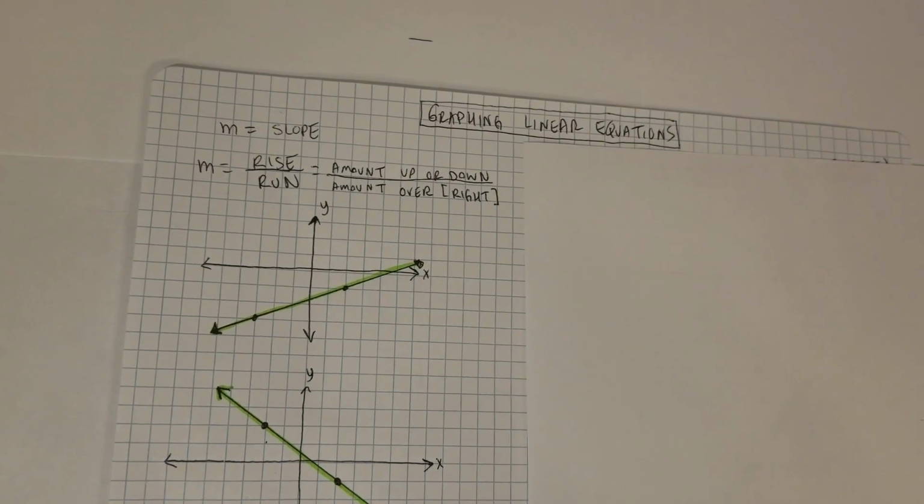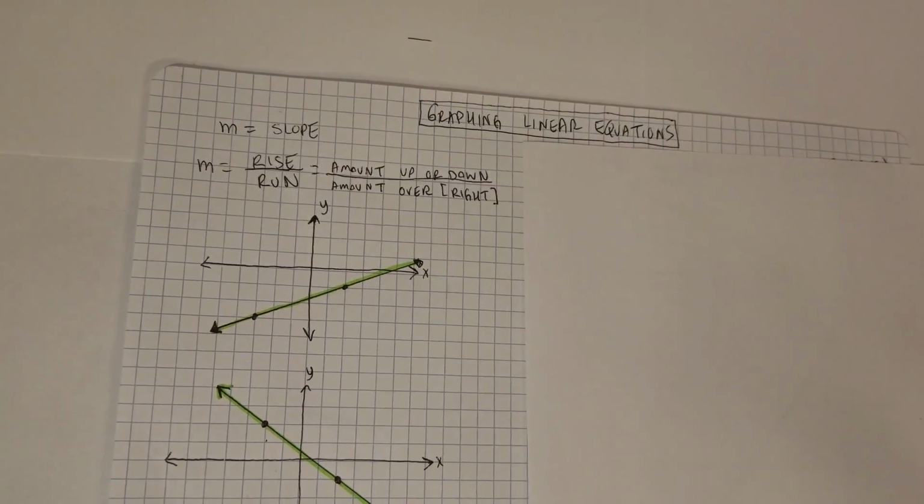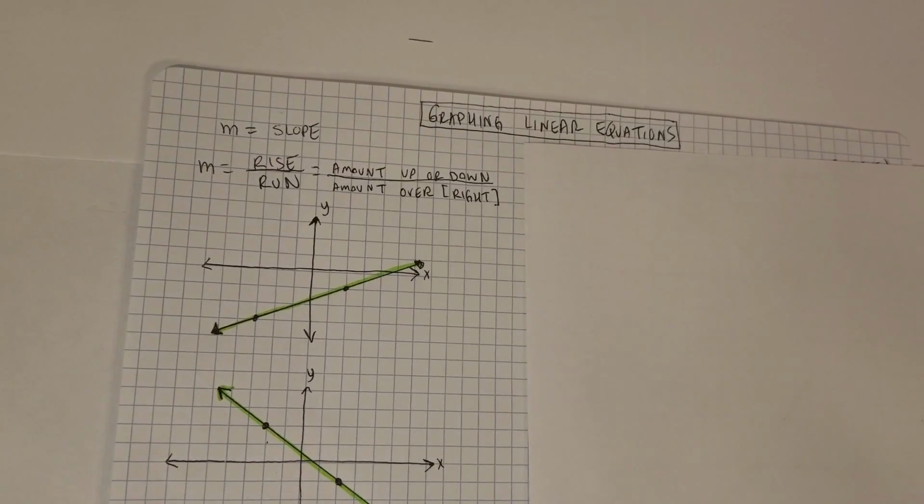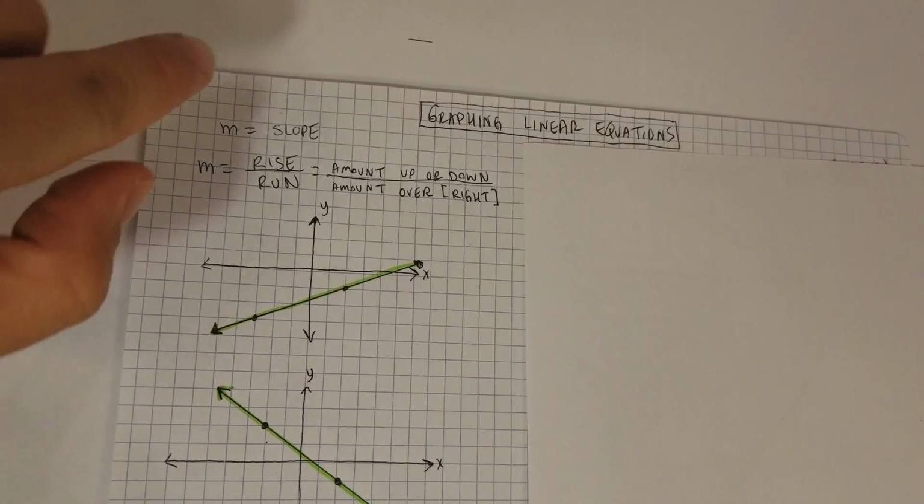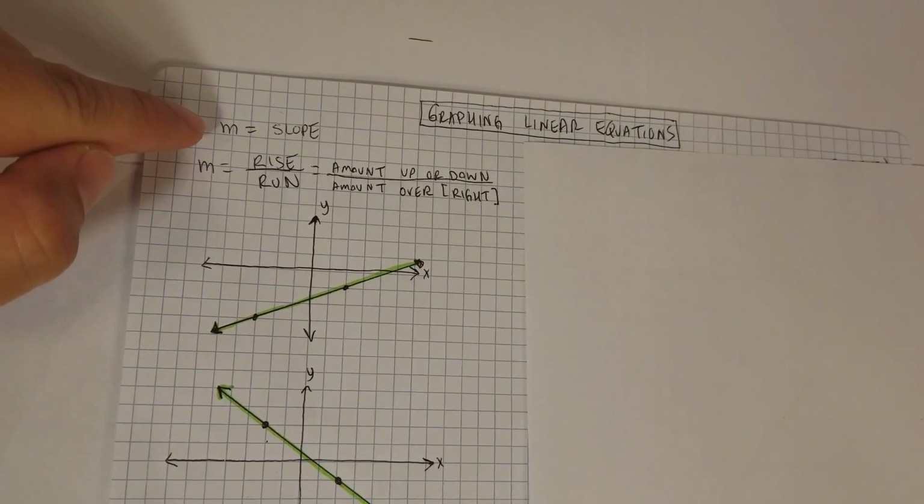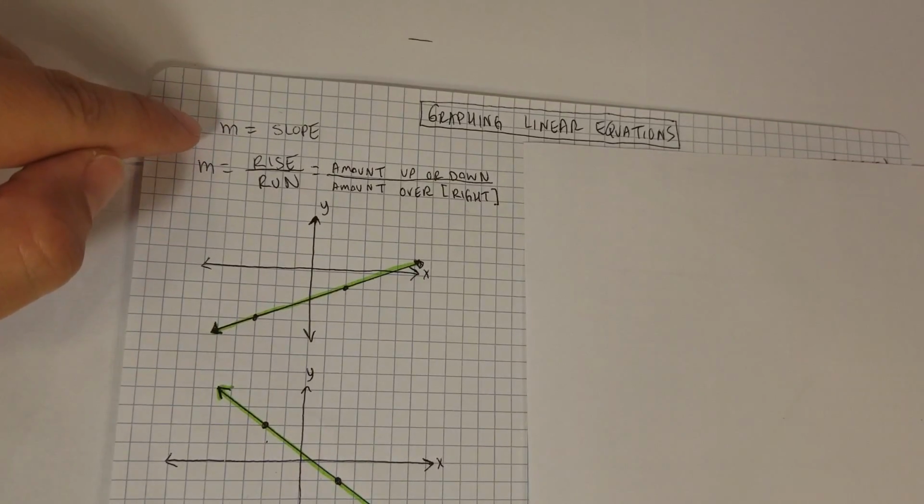Okay guys, so in this lesson we're going to be talking about graphing linear equations. How do we graph a linear equation? For that we need to know a couple of things. First, we need to figure out what the term slope means. M is usually the symbol used to represent slope.